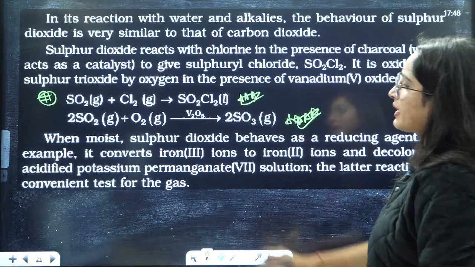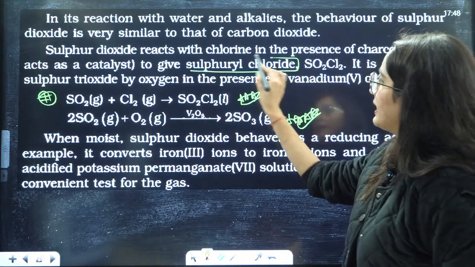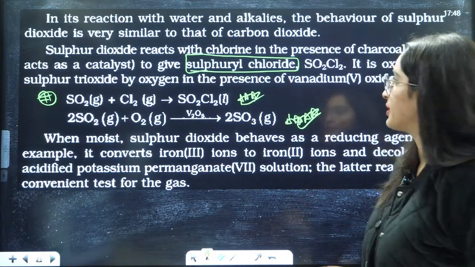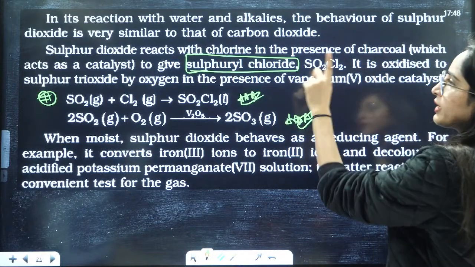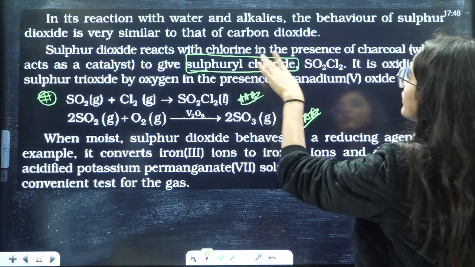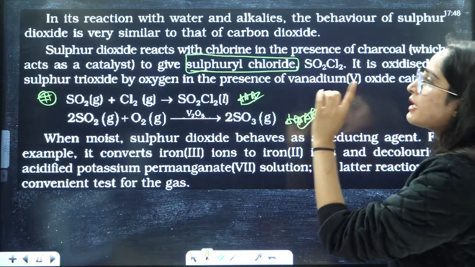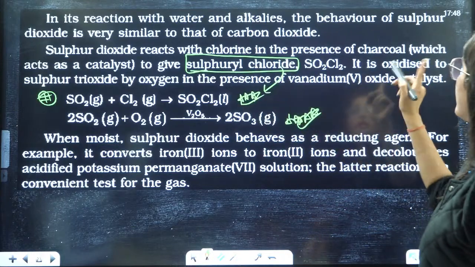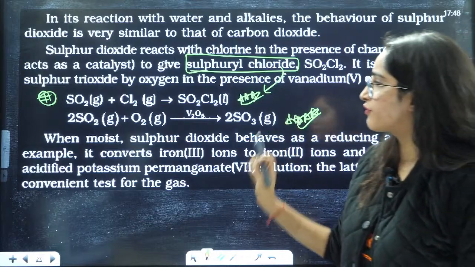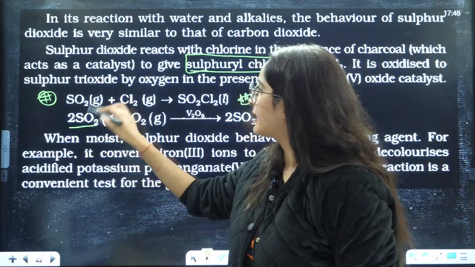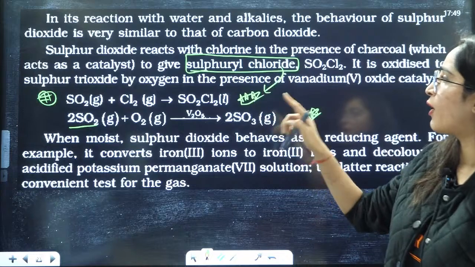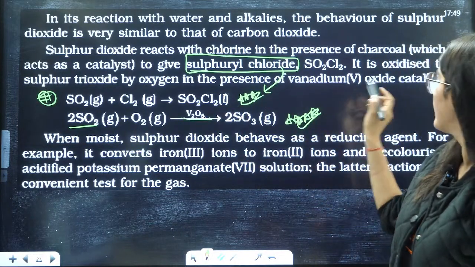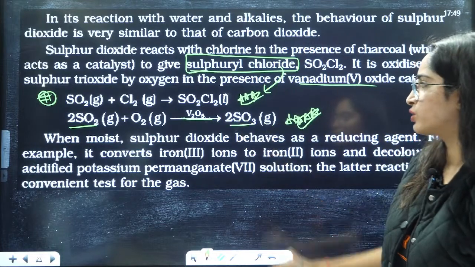Here what you are making is sulfuryl chloride, which is a very, very important reagent. Sulfur dioxide reacts with chlorine in the presence of charcoal, which acts as a catalyst, to give sulfuryl chloride, that is SO2Cl2. It is oxidized to sulfur trioxide by oxygen in the presence of V2O5, right?